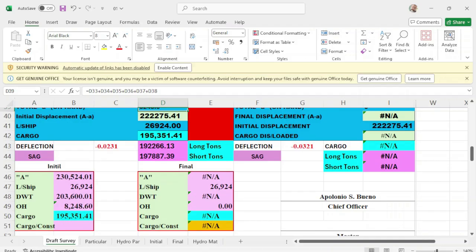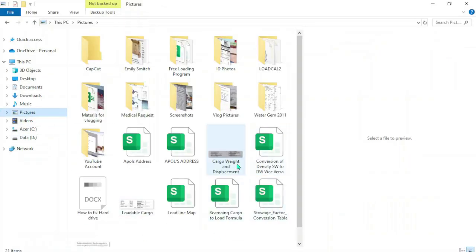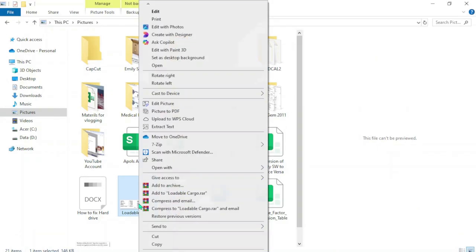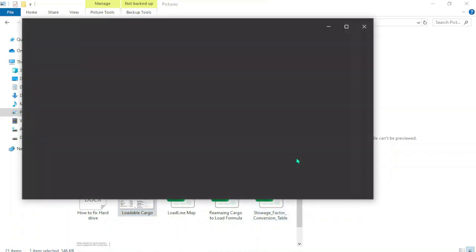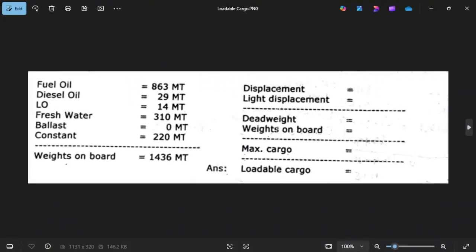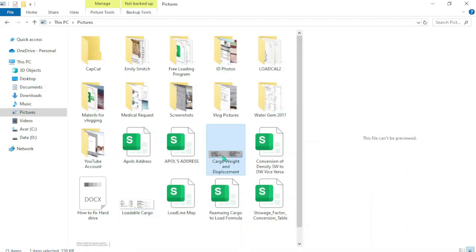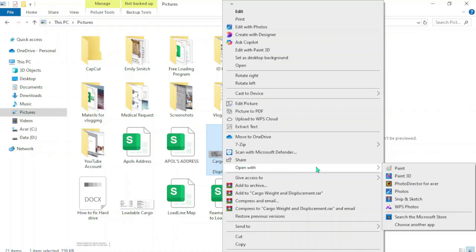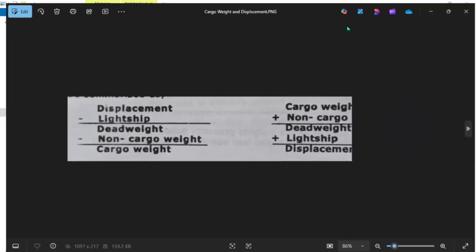I'll show you another figure. Okay, let me check. I did not prepare. Anyway, tools. This one. Okay.